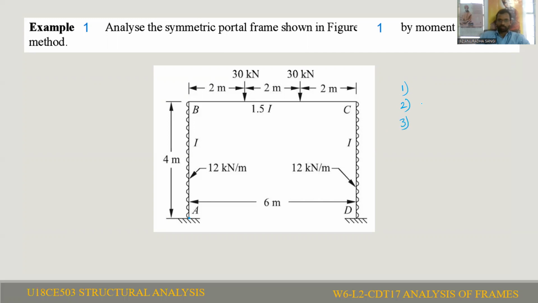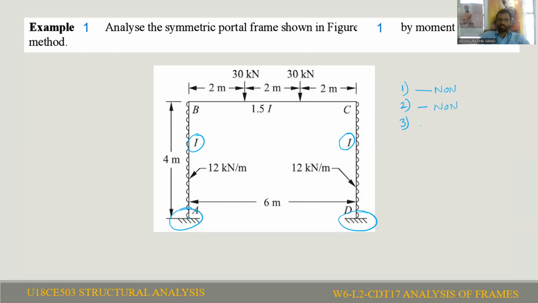First one is type of support. If you observe, A and D are the two supports. They are fixed supports and they are at the same level. With this first criterion, we can say this is a non-sway frame. Coming to the second criterion, geometry of the columns, that is the moment of inertia of the column. The moment of inertia of both the columns is the same. That means this will produce non-sway.